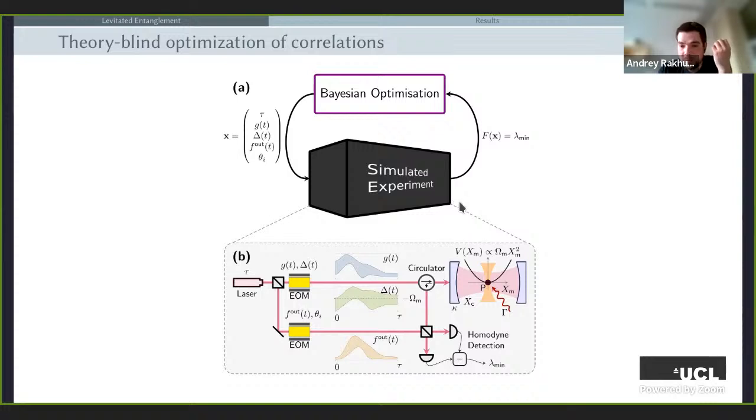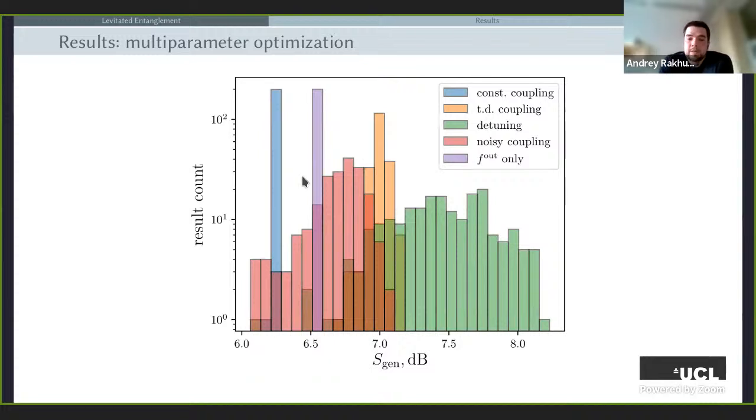This work has been done within the collaboration called Blind Quantum Control. In principle, it should not matter whether this black box is a simulated experiment or a real experiment or whatever. It should just work, optimizing the figure of merit as a function of these control parameters. And I think it actually did. So here are the results of this optimization.